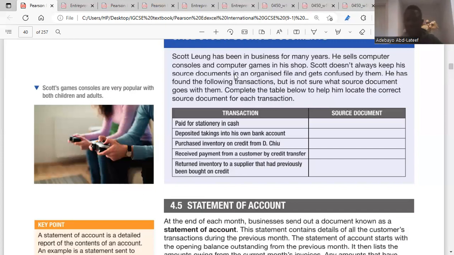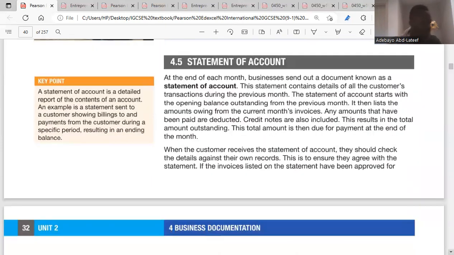Then we'll go on to statement of accounts. For statement of accounts, here I wrote, this is a document issued by the supplier to credit customers, detailing the outstanding payment for the month. It will also include the credit notes. Whenever you have to remind your customers to come make their payments, you issue what? A statement of account. It shows them the amount outstanding. Do you understand what a statement of account is here? It's a document reminding credit customers about their outstanding payments. So they should come and pay.